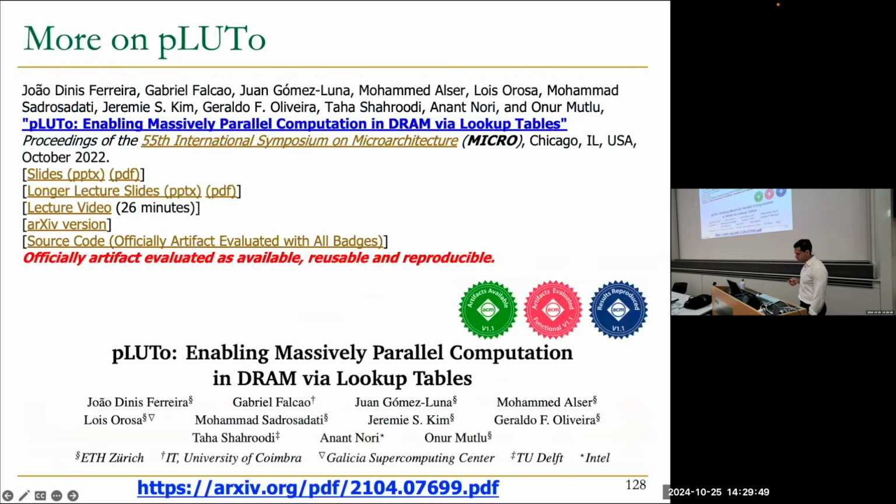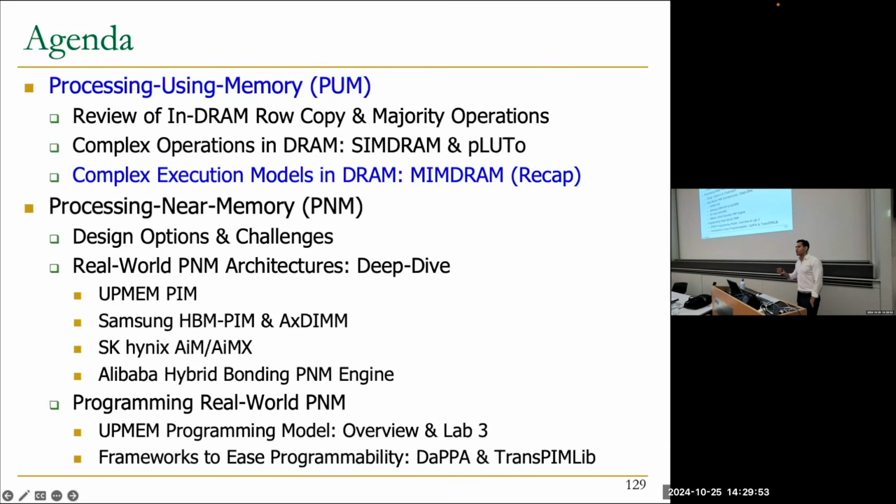So this was Pluto. There are many more details in the paper. So now we are all good. Now we have in-DRAM row copy, in-DRAM majority, Boolean operations, arithmetic, and transcendental functions, right? So now I can take my C application and map it to this process-in-DRAM substrate, and have great performance benefits, right?